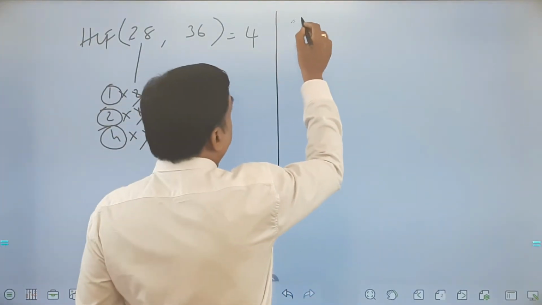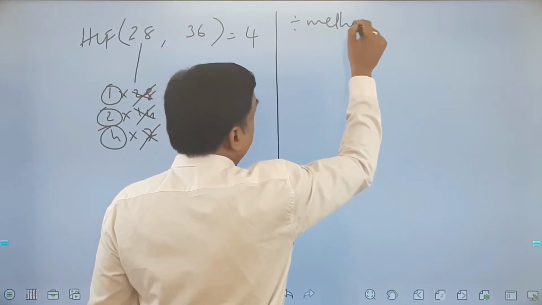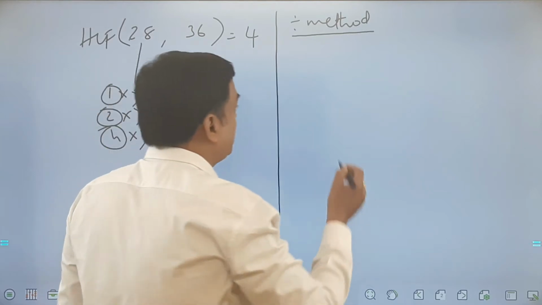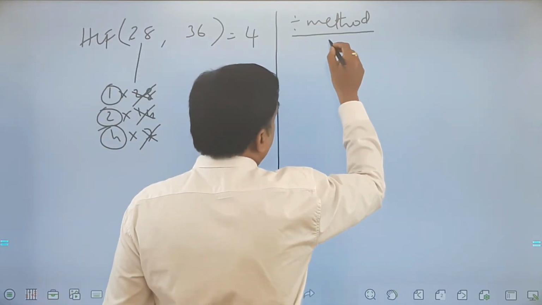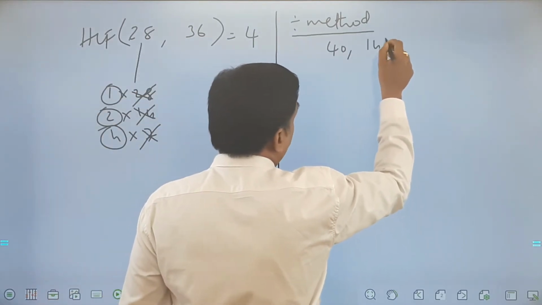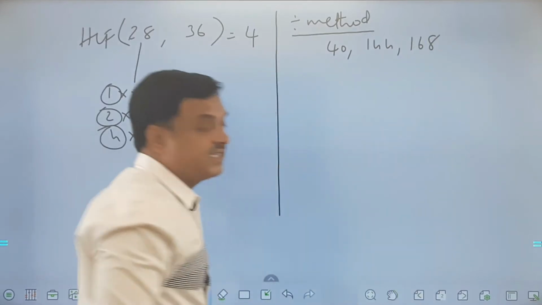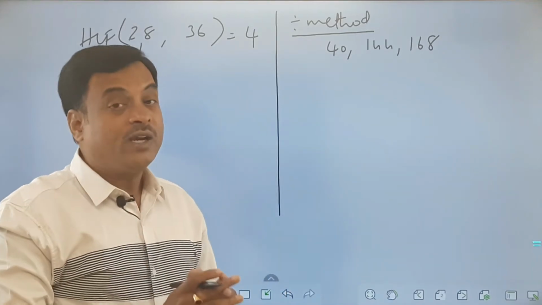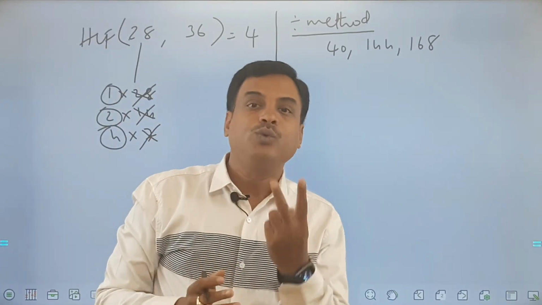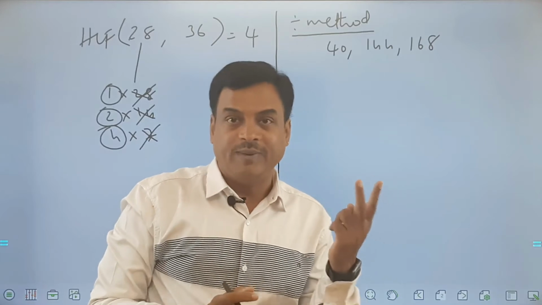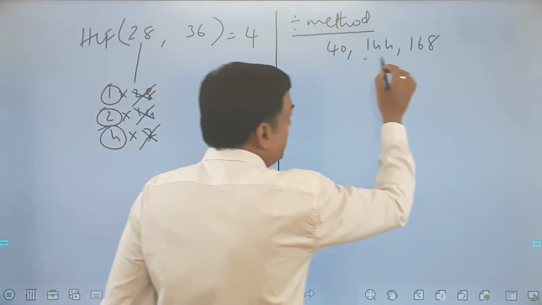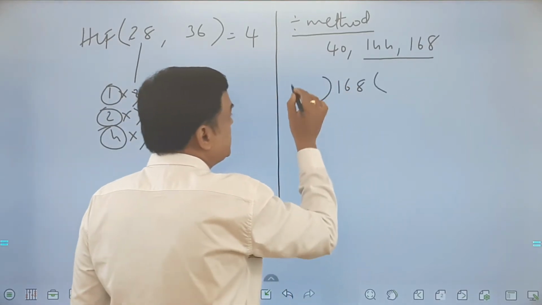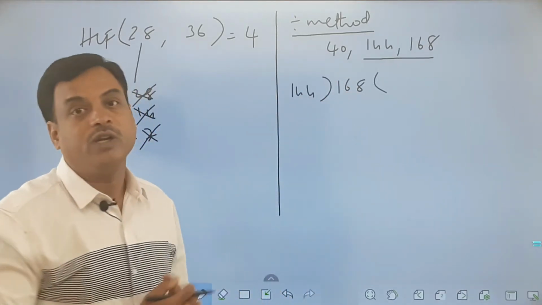The second method is called the division method. You need to listen to this method very carefully. Division method. Let me take three numbers: 40, 144 and 168. I want to find the HCF for these three numbers. The drawback of this method is that we can deal with only two numbers at a time, not all three at once. So we select the highest two numbers. I'll divide the highest number by the second highest number, that is 144.